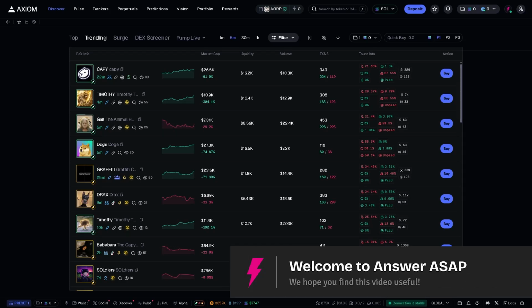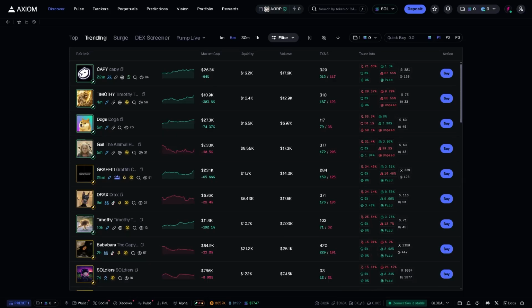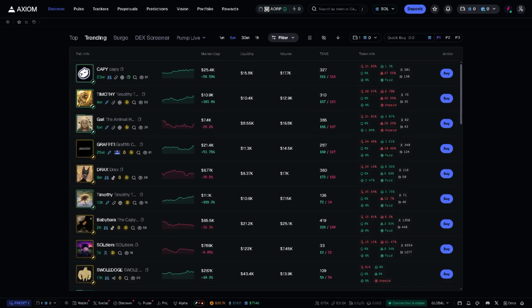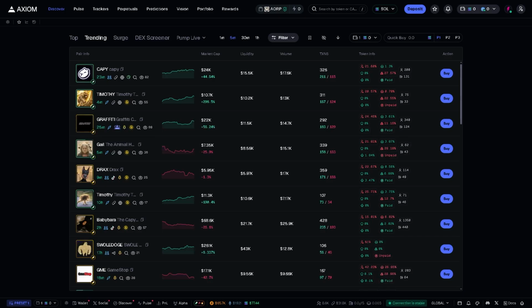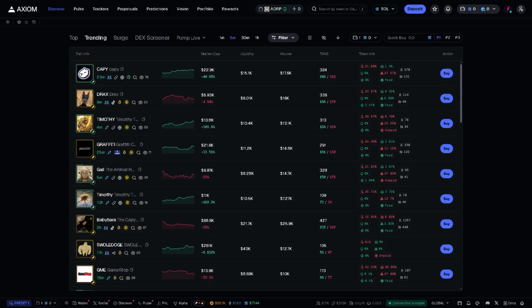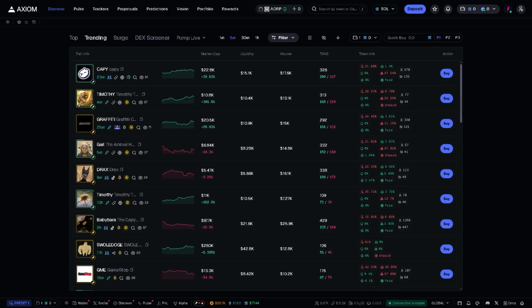In today's video, we are going to show you how to set a stop loss on Axiom to help manage your risk while trading. A stop loss automatically closes your position if the market moves against you, helping limit potential losses.